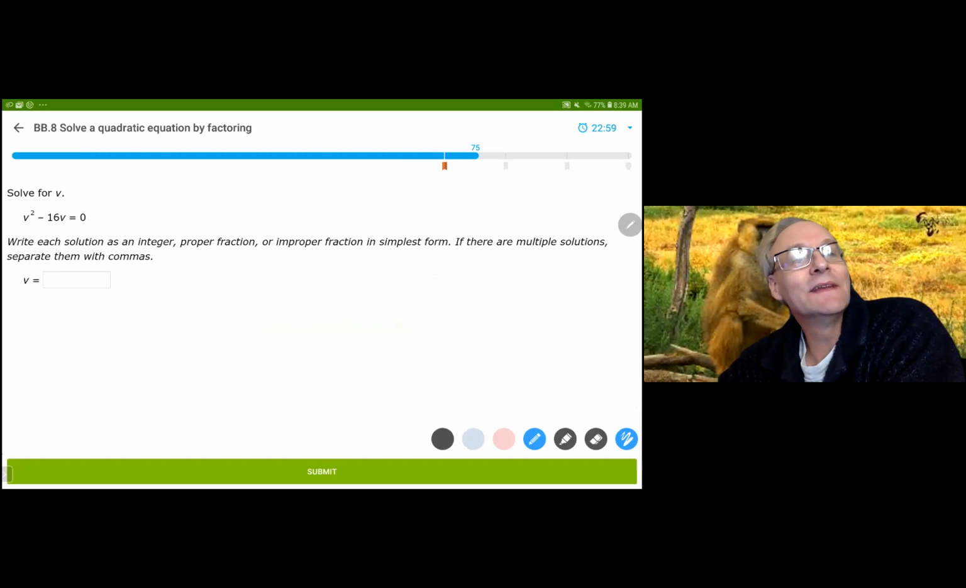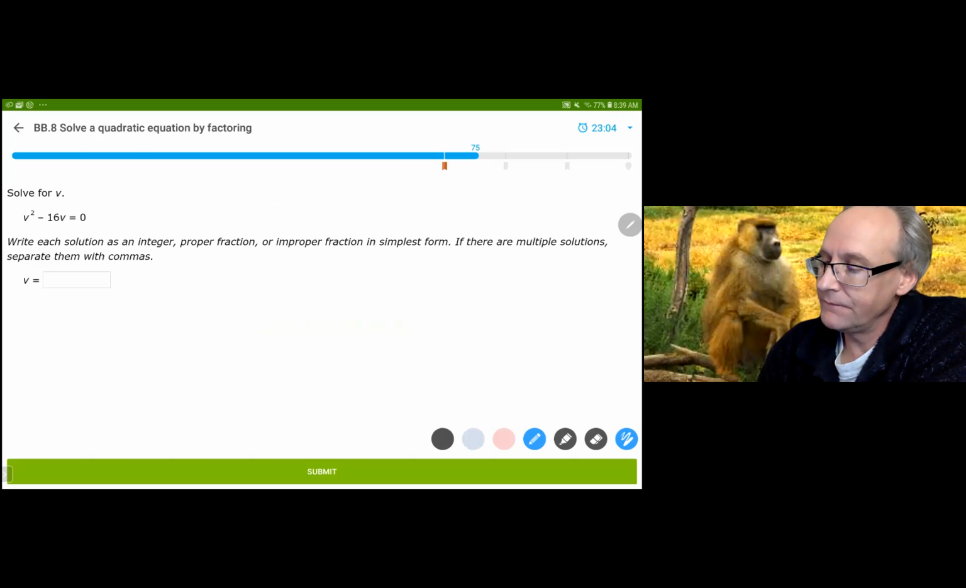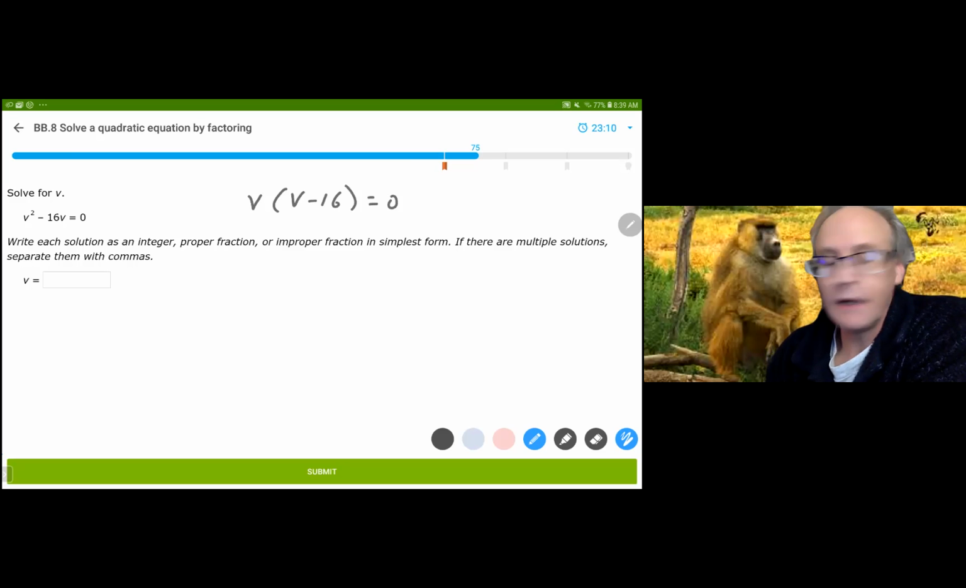Okay, this one we're going to take out a v, aren't we? So we take out the v, and we end up with v minus 16 equals 0, and we get 2 solutions.